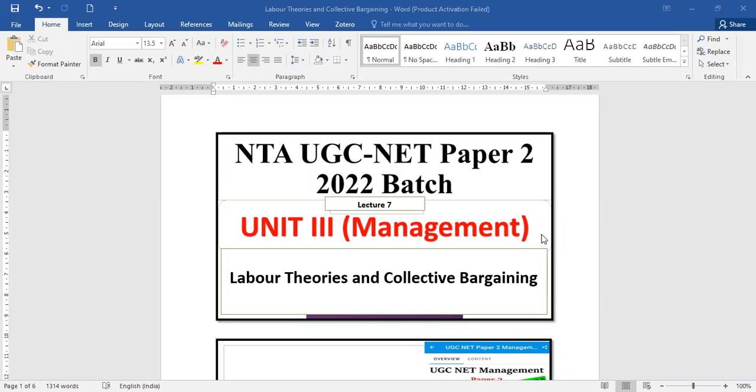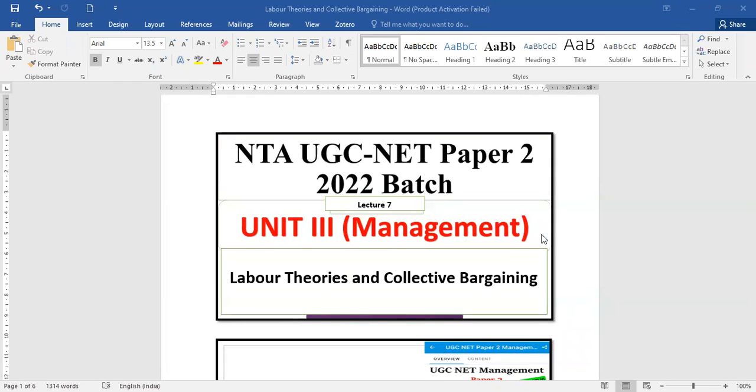Net Paper 2 2022 batch. And we are doing Unit 3 in management. We have already completed Unit 1 and Unit 2. The lecture links for Unit 1 and Unit 2 are there in the description box. This is the next lecture for your management, that is the 7th lecture. We have already completed 6 lectures, so all the links of the 6 lectures are available in the description box.